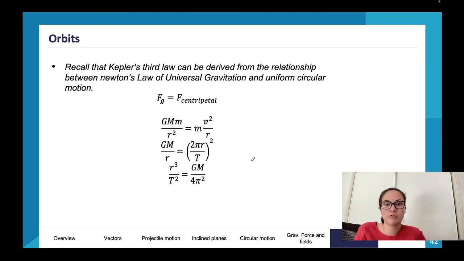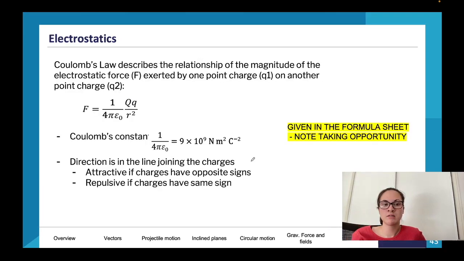This can be derived by the relationship between Newton's law of universal gravitation and uniform circular motion. So yeah, just keep that one in mind.